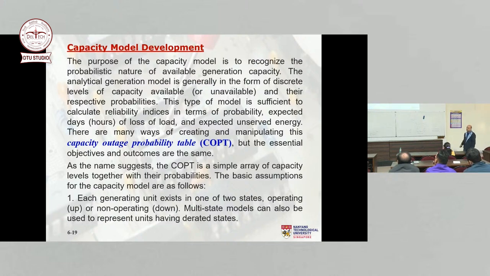Whenever we do these studies, we must be clear what are the assumptions we are making. So we are assuming that each generating unit consists of only 2 states. It is either operating or not operating. Multi-state models can also be used to represent the derated states. And there is one example later on where I'm going to show you how we use the 3rd state instead of just a 2-state model. Okay? That's one assumption.